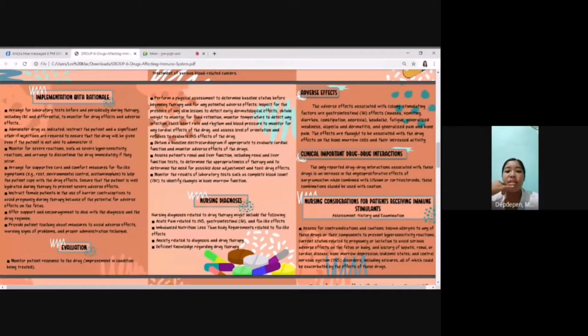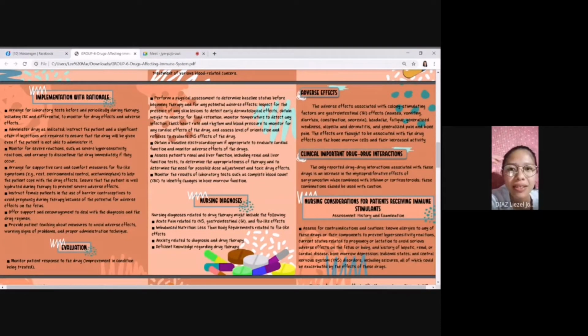So here are some nursing diagnoses that can be used related to drug therapy. First, acute pain related to CNS, gastrointestinal, and flu-like effects. Second, imbalanced nutrition, less than body requirements, related to flu-like effects. Third is anxiety related to diagnosis and drug therapy. And lastly, deficient knowledge regarding drug therapy.